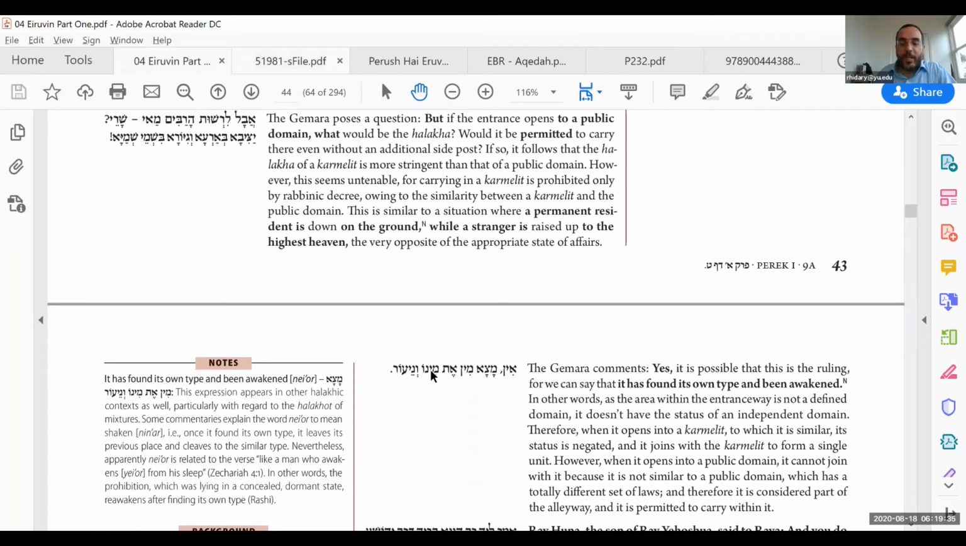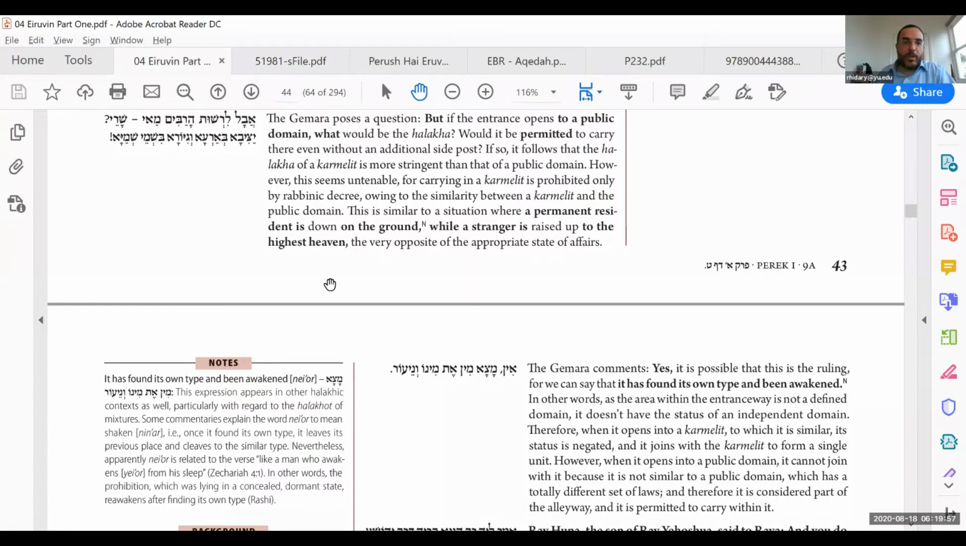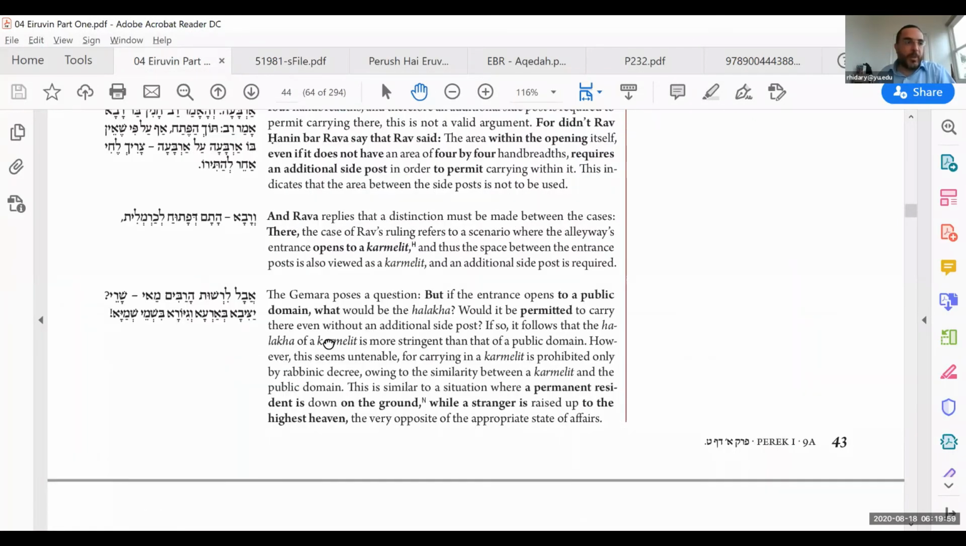If this is a Reshut Rabim, then it's so different. I can permit. It would be permitted here, and the Reshut Rabim is so different. It's like a different world altogether, and so this is permitted. Whereas when this is Karmelit, it's very similar. So then I have to have an extra precaution. So that's how Rava would explain this topic.